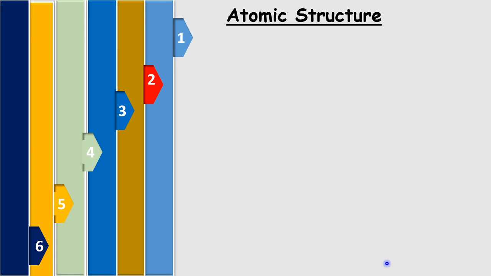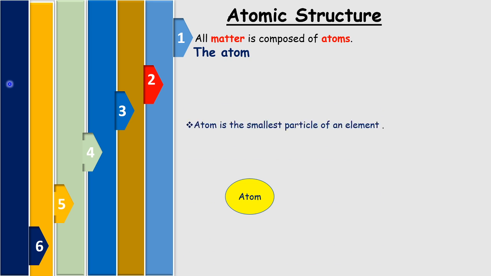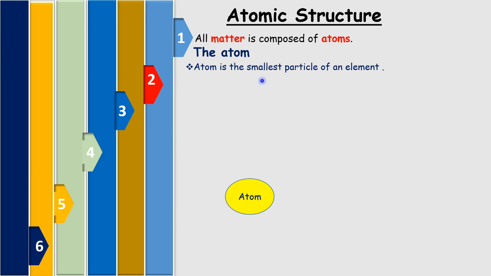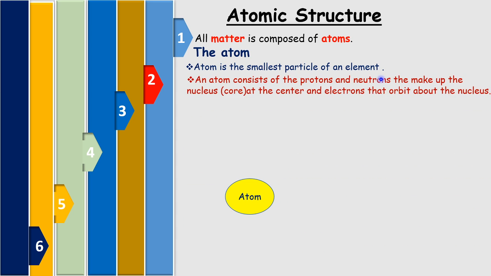Now first one is atomic structure. All matter is composed of atoms, and the atom will be like this. So this is the atom. The atom is the smallest particle of elements. An atom consists of protons and neutrons that make up the nucleus, the core at the center, and electrons that orbit about the nucleus.